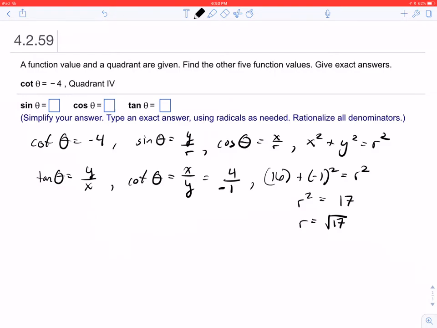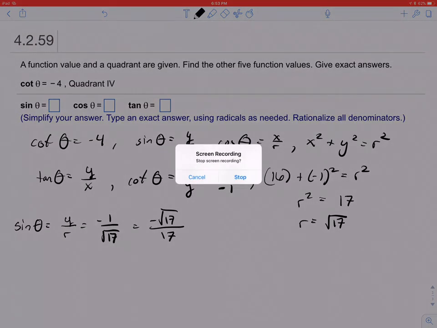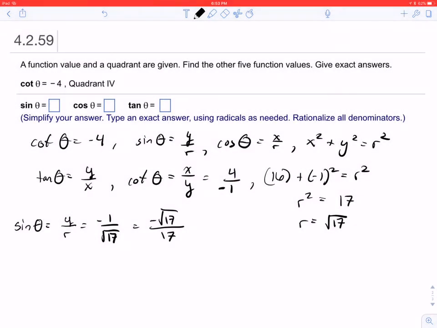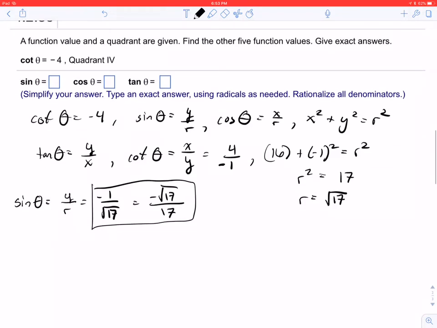So now I think we have everything that we need. So again, sine of theta, which is y over r. So we said that y is -1. I'm going to leave it as -1 over root 17. Now you would rationalize. I would accept either that answer or negative root 17 over 17. Technically, we should rationalize, but you know, I'll accept either of these answers. We're going to see what form Pearson wants it in.